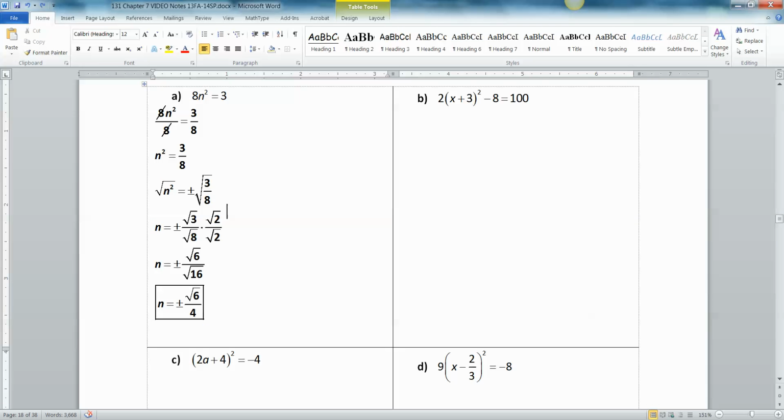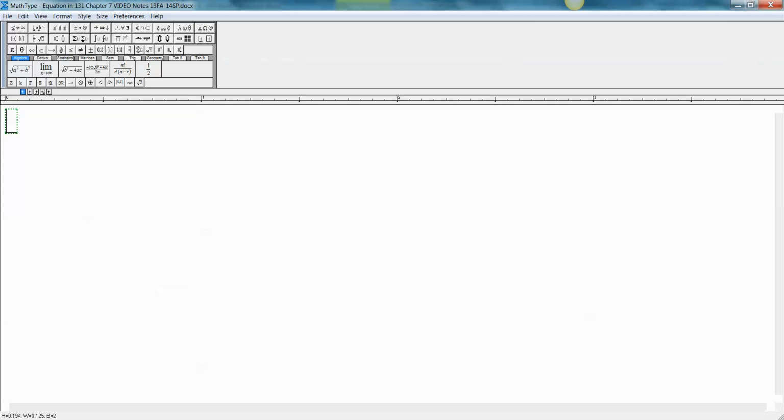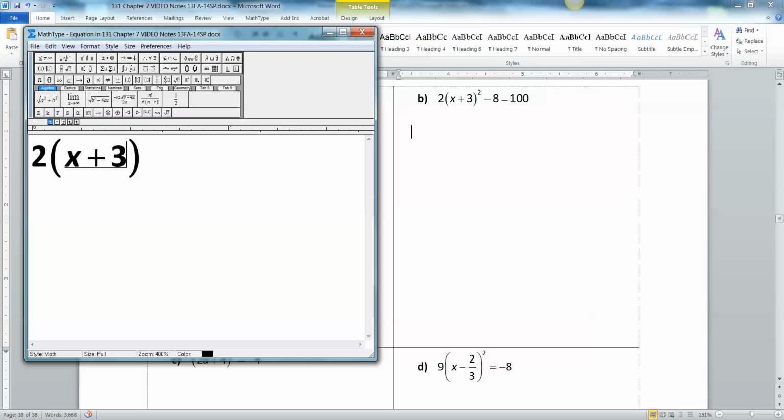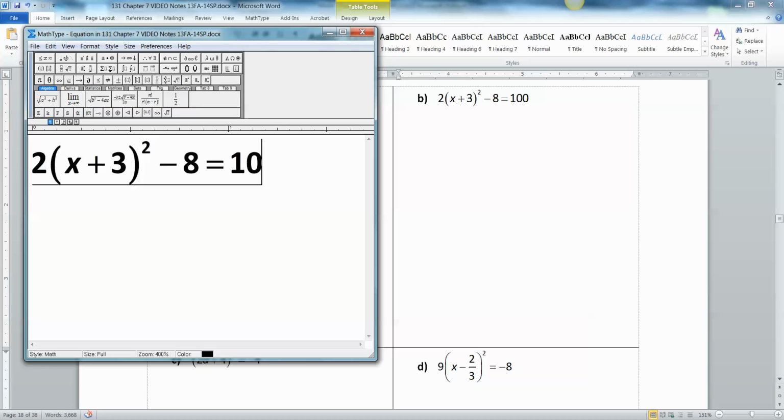And I think we have time for one more in this video, and then I'll have to do the bottom two in the next one. So we have 2 times (x plus 3) squared, take away 8 equals 100.